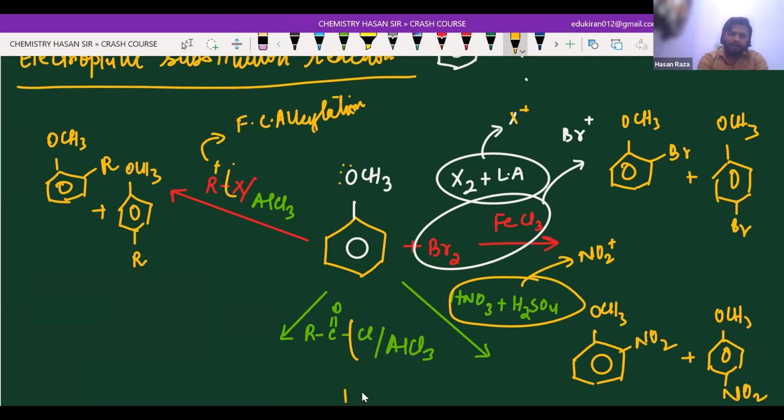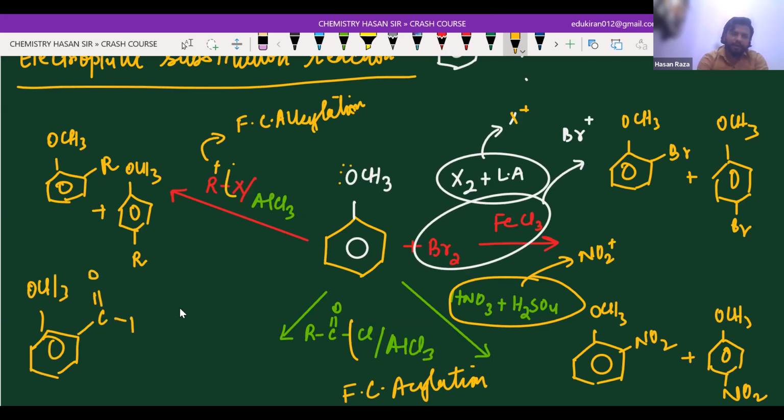And this is your Friedel-Crafts acylation. RC double bond O. You can see this is OCH3. So this will be added like this at ortho, and then at para.